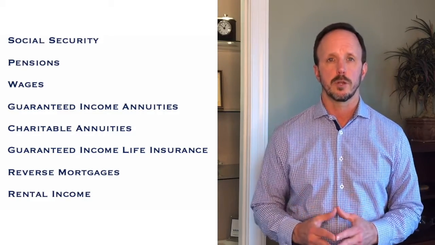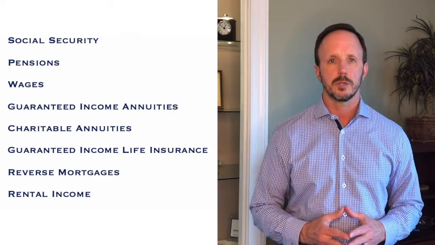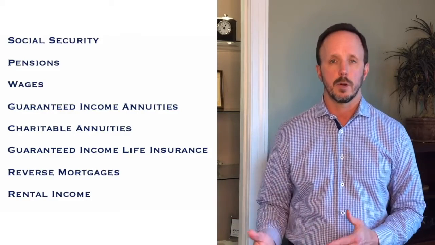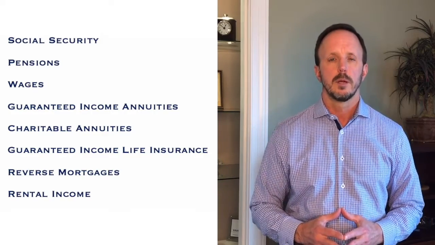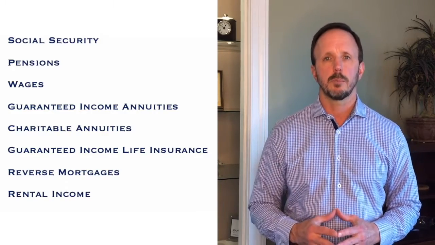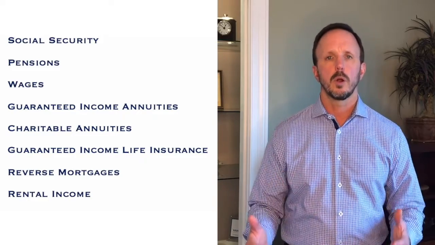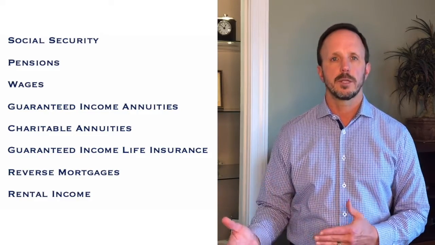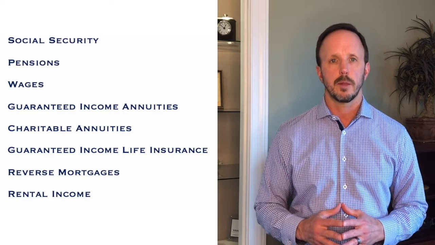Annuities and life insurance with specific income guarantees are guaranteed by those life insurance companies. Rental income is guaranteed by a lease agreement. Provided someone lives there, they're required to pay the rent. Wages are guaranteed by employment agreements. If we show up and do our job, our employer is required to pay us. Charitable annuities are guaranteed by the charities themselves, and reverse mortgages are guaranteed by the bank.